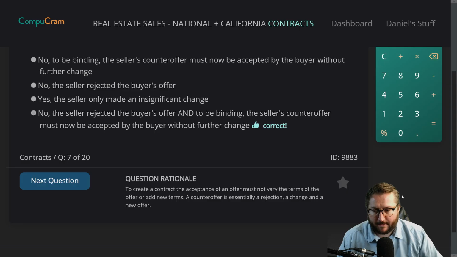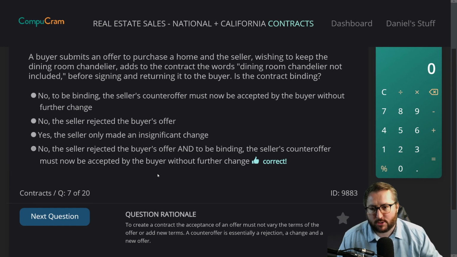Correct. Question rationale. To create a contract, the acceptance of an offer must not vary the terms of the offer or add new terms. A counteroffer is essentially a rejection, a change, and a new offer. So that's what we were saying. As soon as you counteroffer, it's a brand new offer and a brand new contract. The old contract is done. The old offer is done.